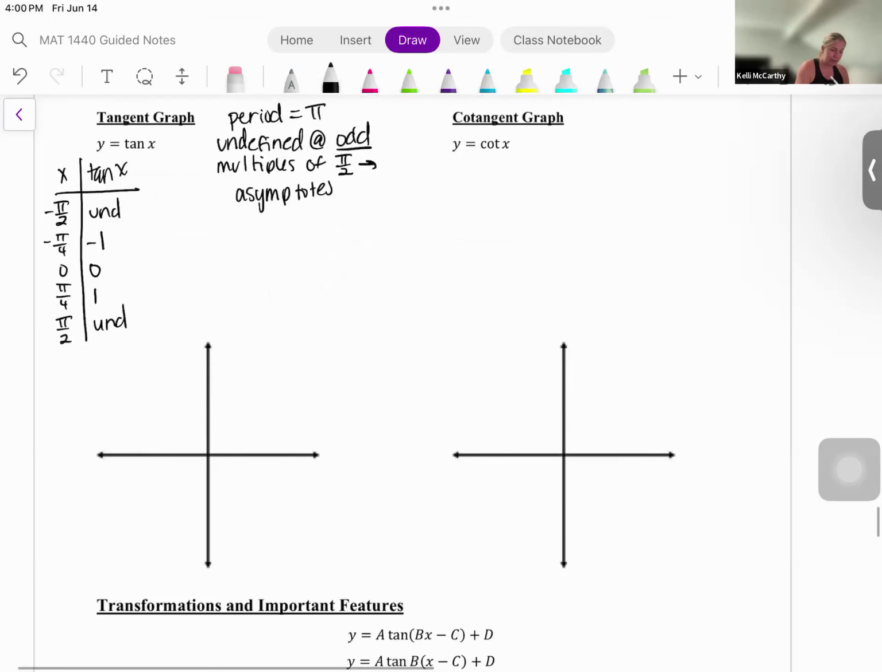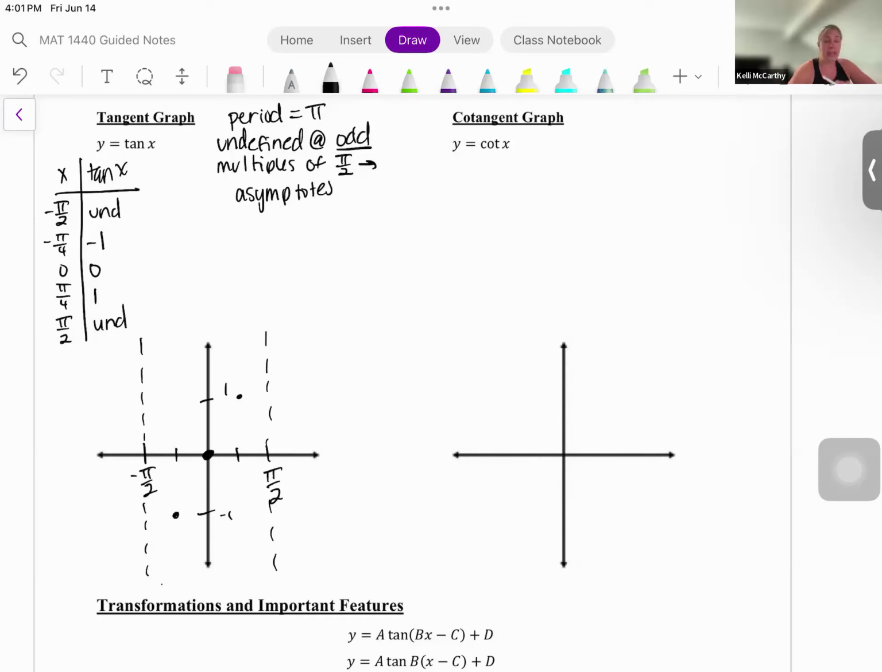So we're undefined at negative pi over 2 and positive pi over 2, which give us those vertical asymptotes. At negative pi over 4 and positive pi over 4, so we're still dividing our period up into 4 equal sections, just like we did for sine and cosine. Negative pi over 4 is tangent's -1. Tangent of 0 is 0, and tangent at positive pi over 4 is 1.